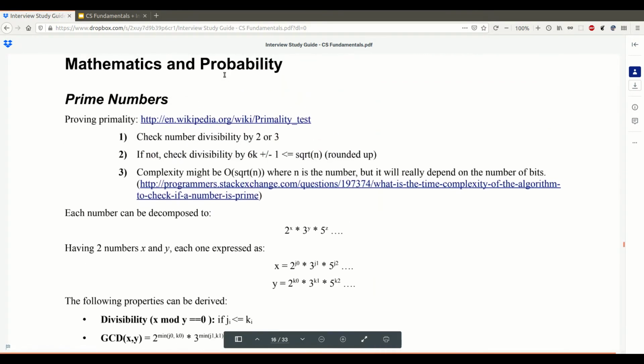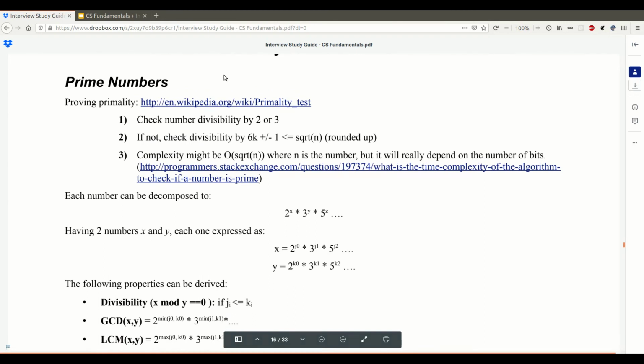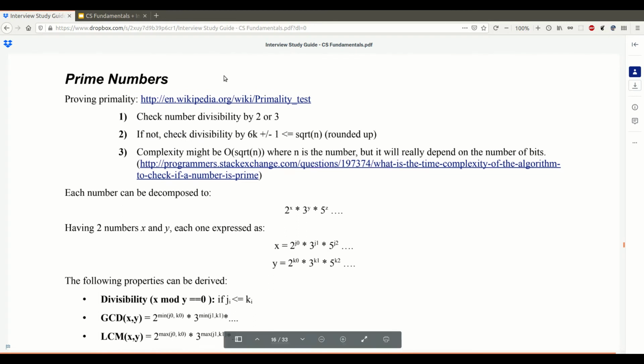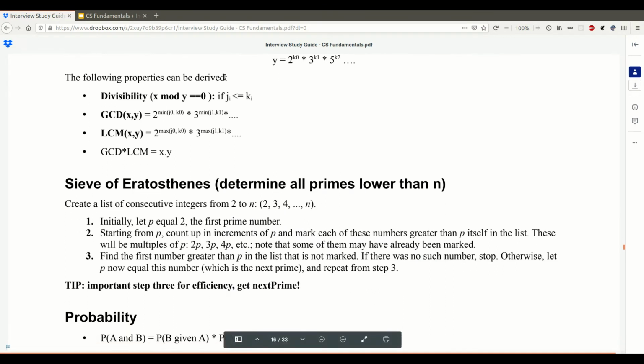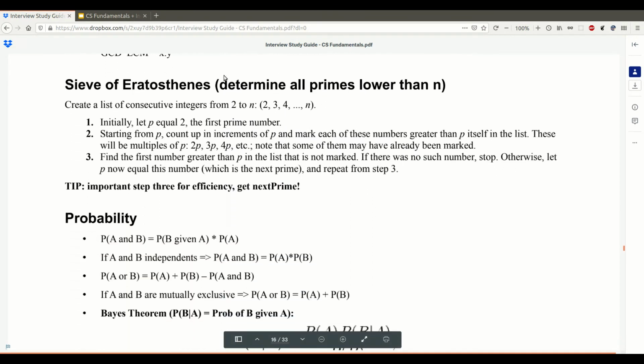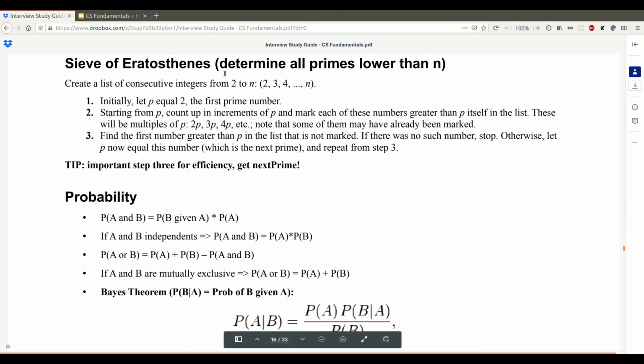And one algorithm that is especially useful to find all the prime numbers lower than n is the sieve of Eratosthenes. And it's a very nice algorithm. If you want to take a look into it, just check out my guide or check out Wikipedia directly, and I will also put some other sources below.